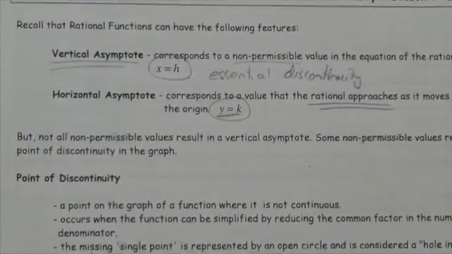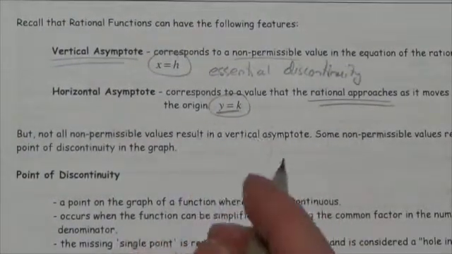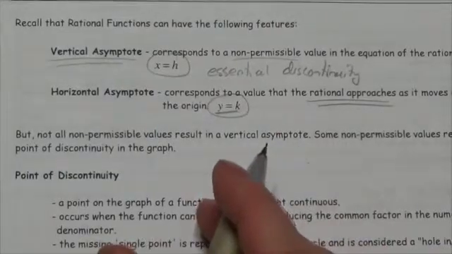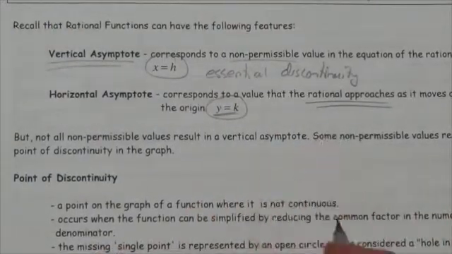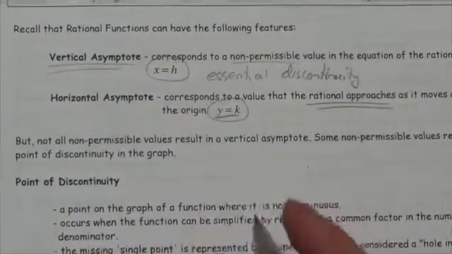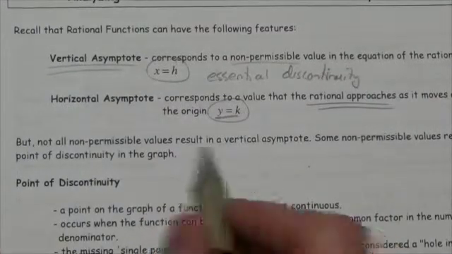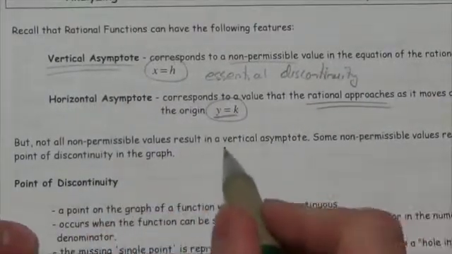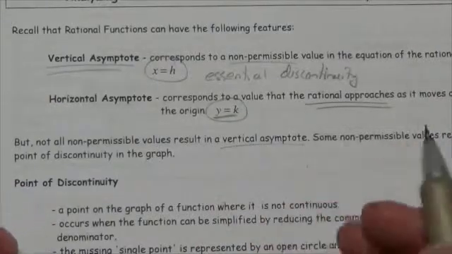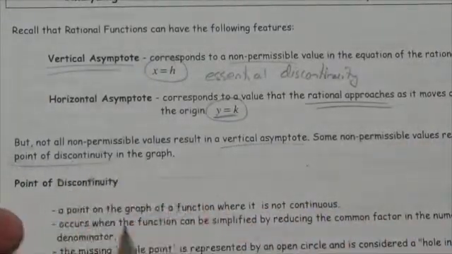Now, here we go. With that being said, we're going to move on and talk about another way that a non-permissible value can affect the graph, because, as it says here, not all of them result in a vertical asymptote. Some of them result in just what we call a point discontinuity.